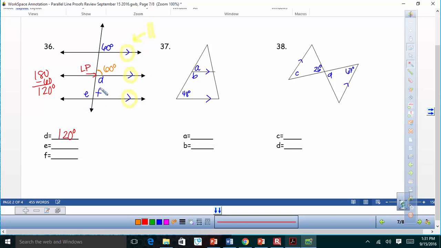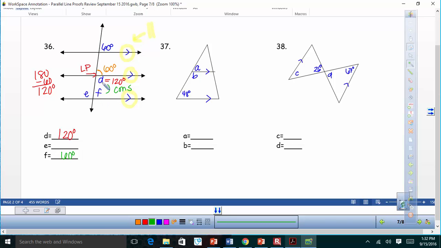Okay, does D, which is 120, have a relationship with F? What is it? Okay, so these 2 are consecutive, which means what? They add to 180. So what would F be then? 60. Okay? You can also see that this angle 60 is corresponding to F as well.